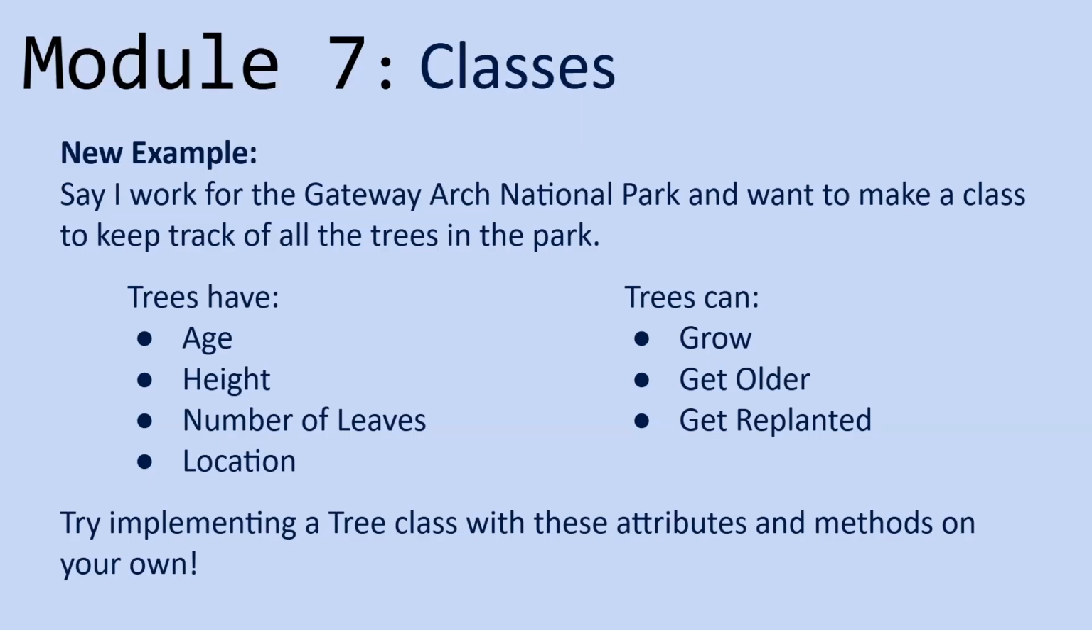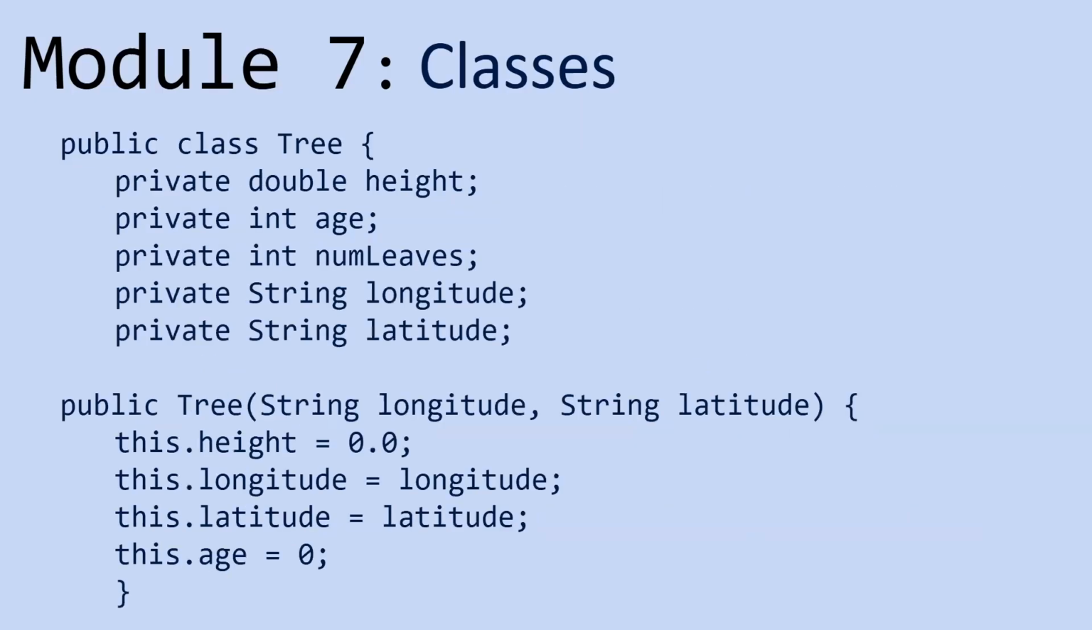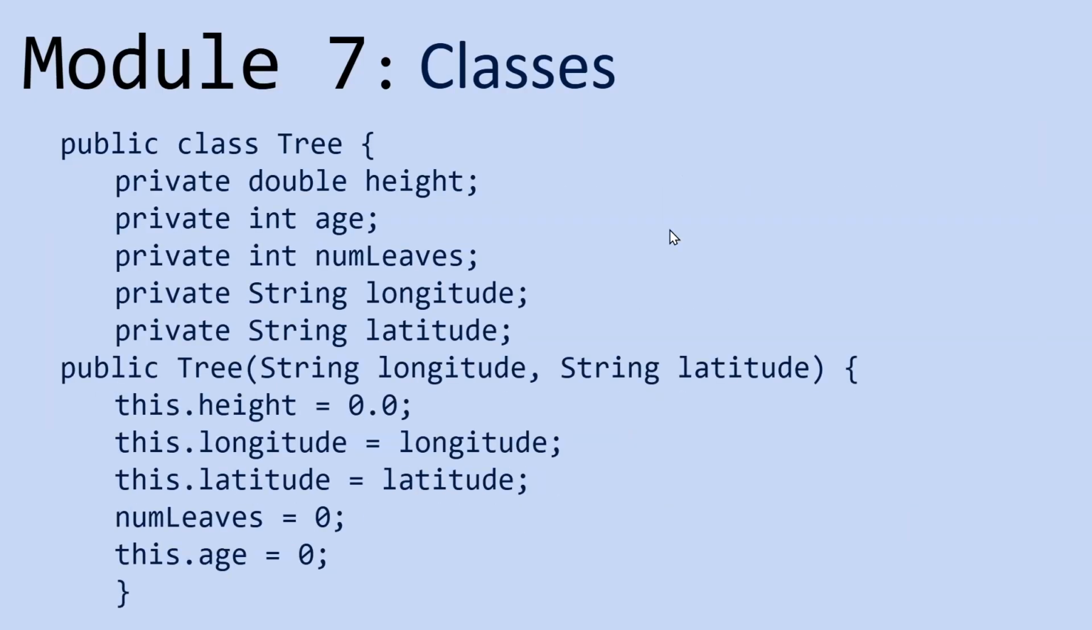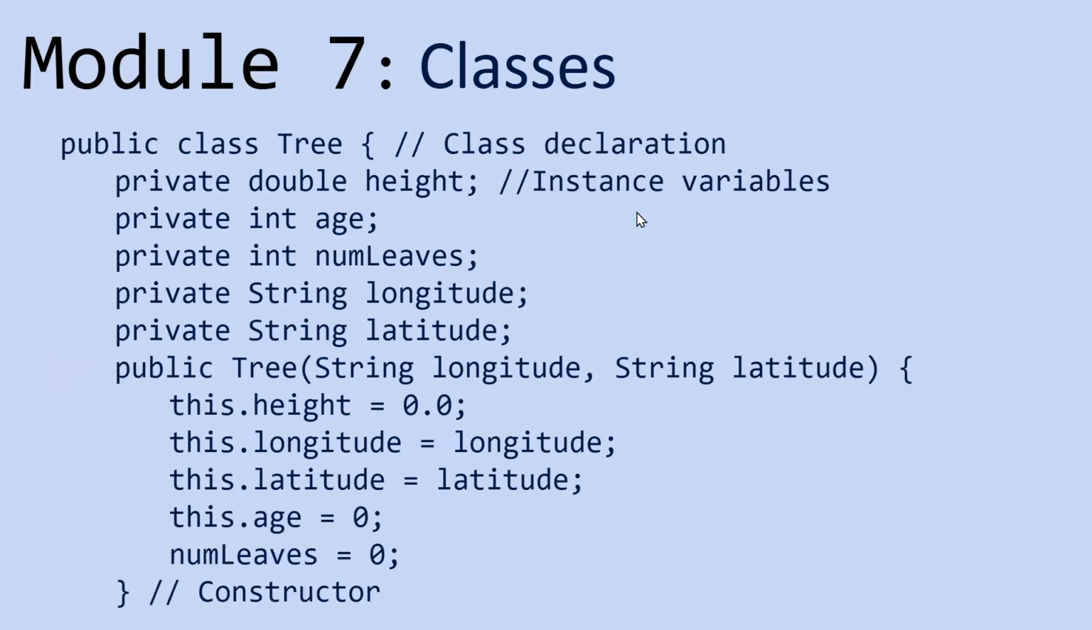3, 2, 1. All right, and so now for this example of an implementation of the tree class. I have my class declaration up at the top, public class Tree. And then I'm putting all of the instance variables. So private double height, private int age, etc. Just gotta declare those, make sure they're all private so that other classes can't access and change them willy-nilly.